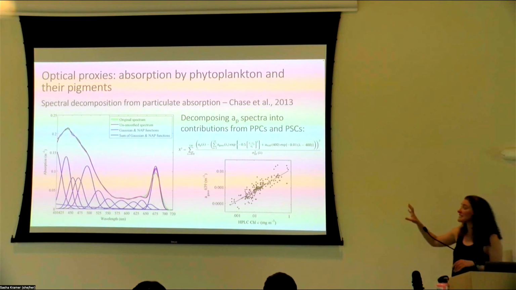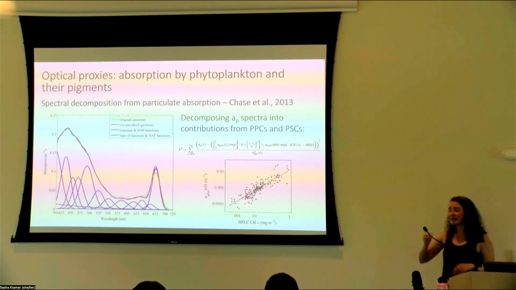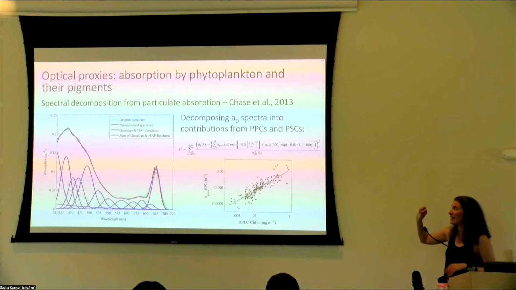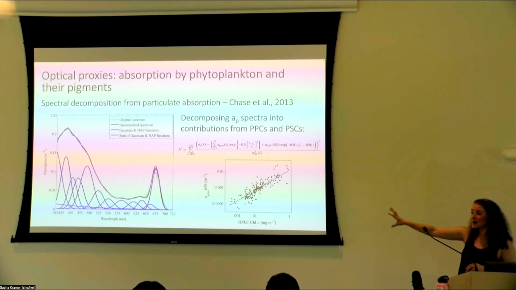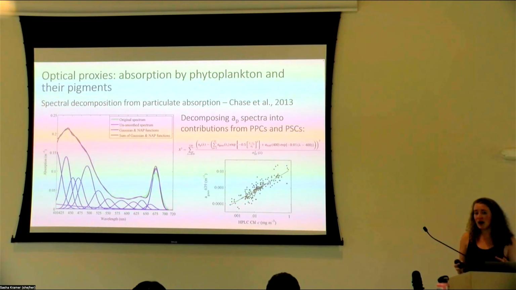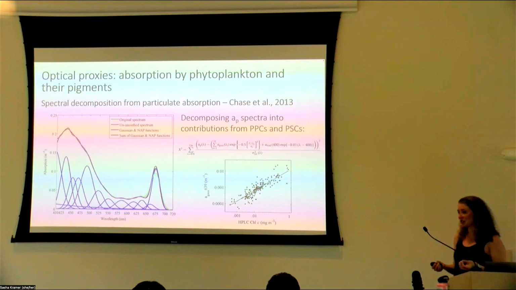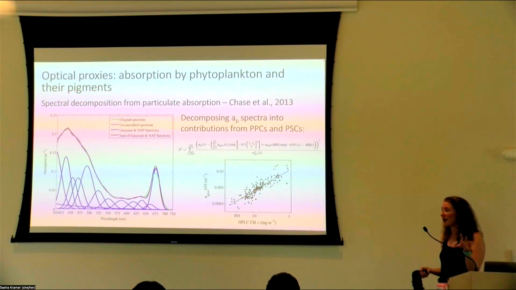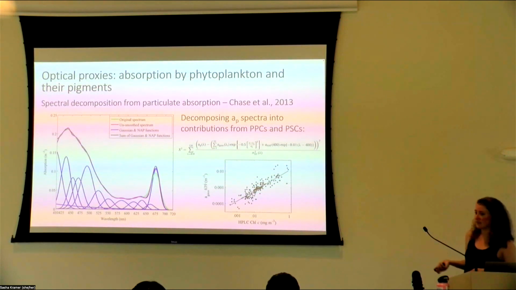What she found is that she could create a model summing together a dissolved component, a particulate component, and then these different Gaussian functions that are representative of the different phytoplankton absorption peaks, and find different broad phytoplankton absorption concentrations derived from the sum of these Gaussian functions.